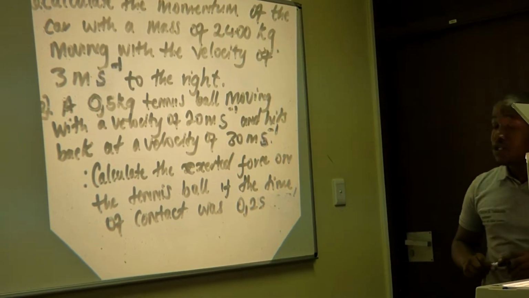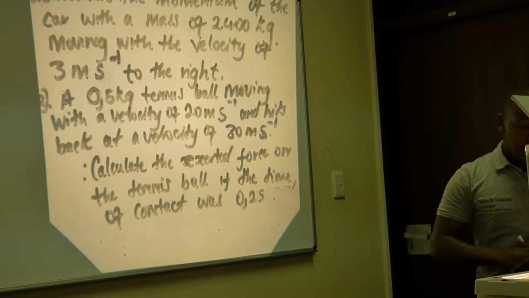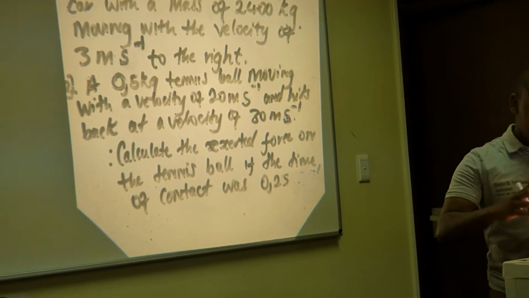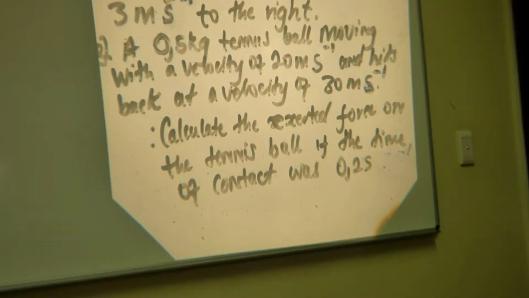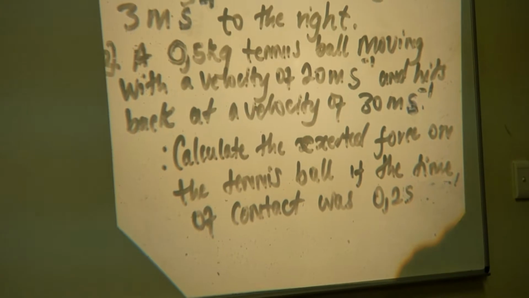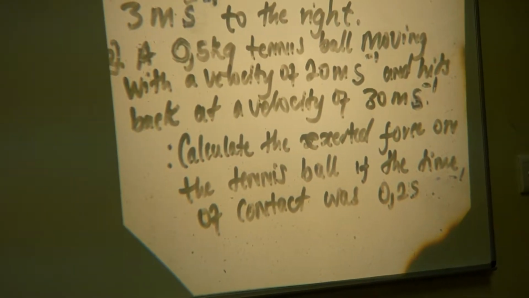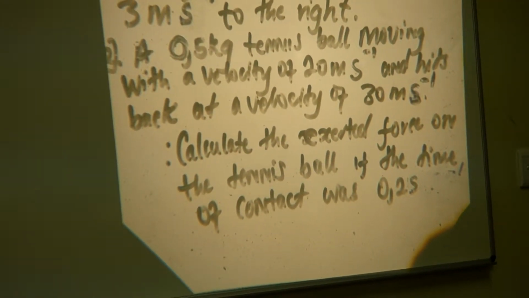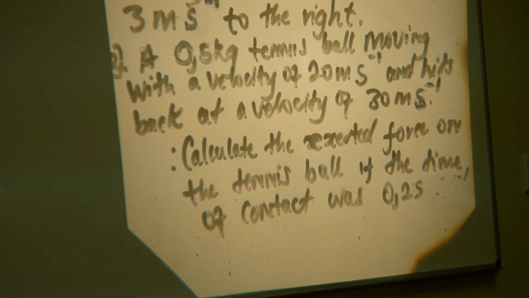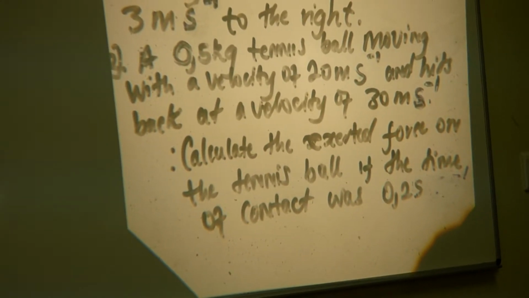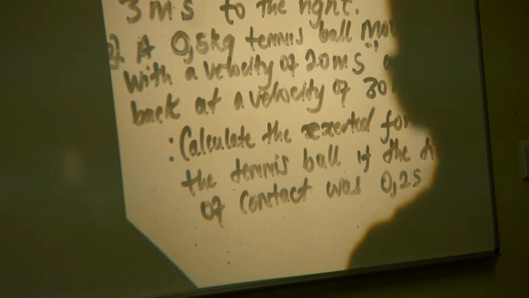Now let's go to the second question. The second question says, a 0.5 kg tennis ball moving with a velocity of 20 meters per second hits back at a velocity of 30 meters per second. Calculate the exerted force on the tennis ball if the time of contact was 0.2 seconds.